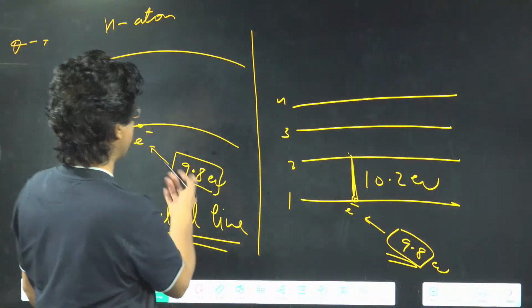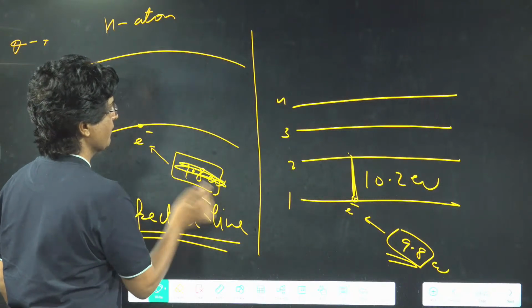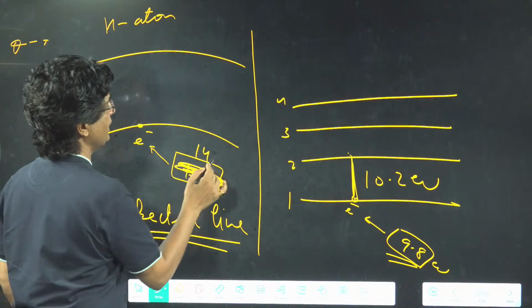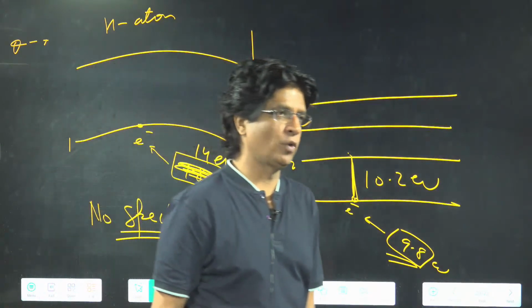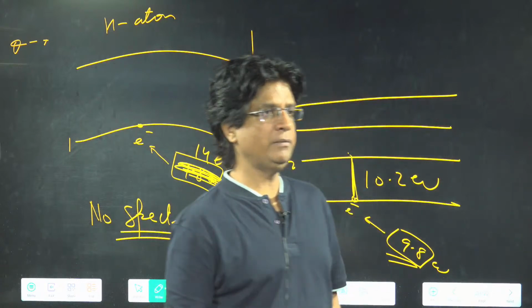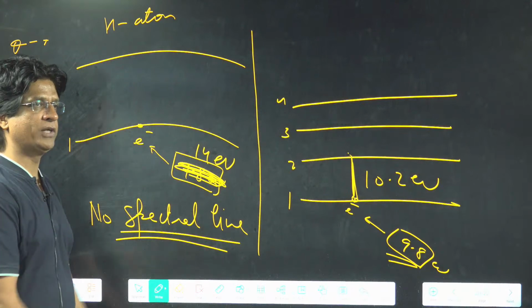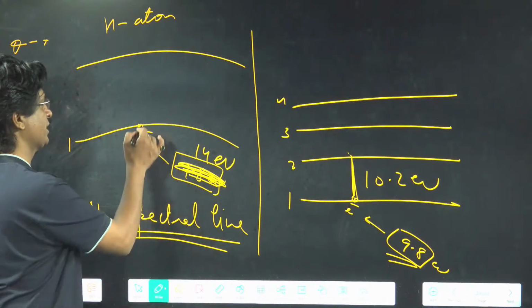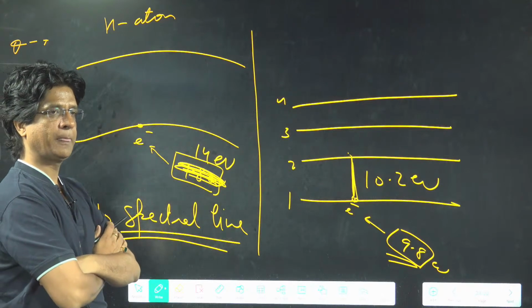Achha, in the same question, if I say that instead of 9.8, a photon of 14 electron volt is coming. A photon of 14 electron volt is coming into the hydrogen atom. The electron is in the ground state. What will happen to it?